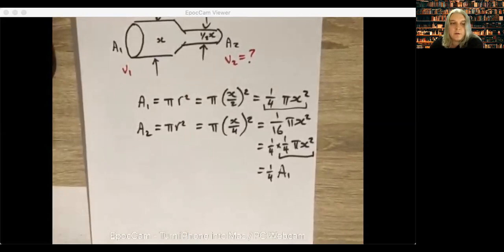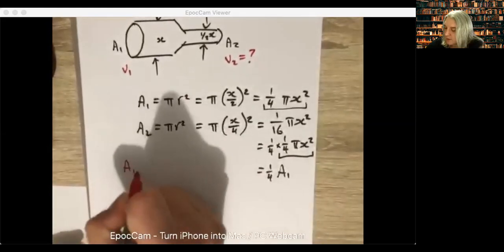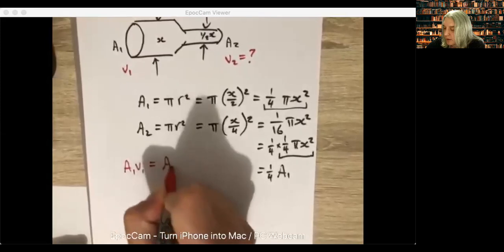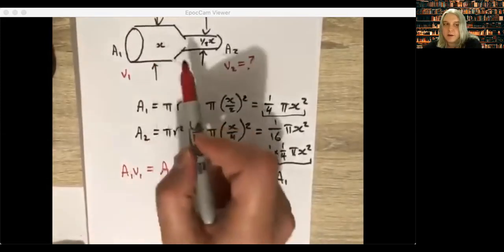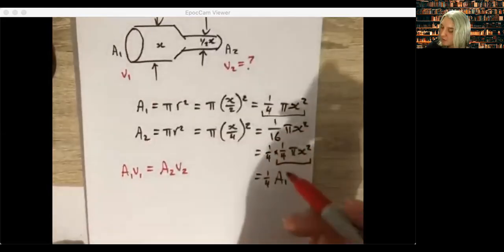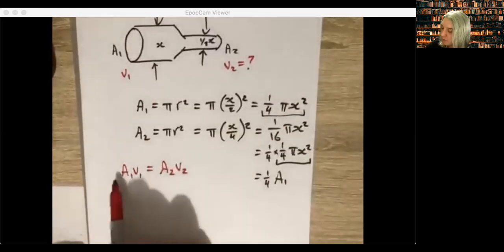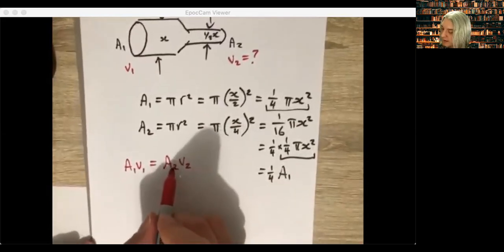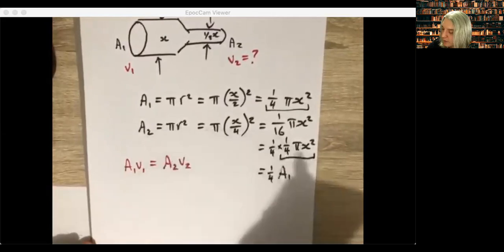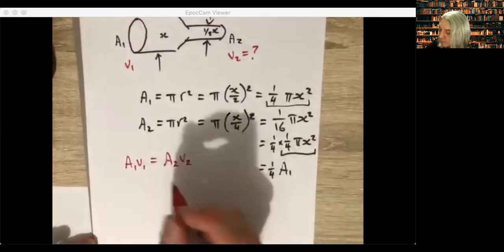So the equation of continuity says that area 1 times velocity 1 has to be equal to area 2 times velocity 2, because the volume of water going in, or fluid, has to be the same as the volume of fluid going out. We now know the ratio of the areas. So what we can do is bring A2 over here, or we can bring A1 over here.